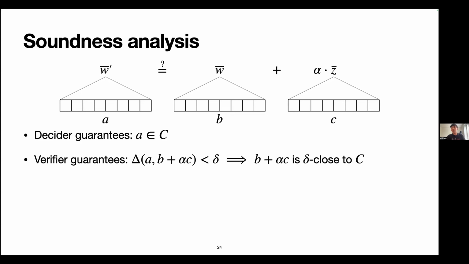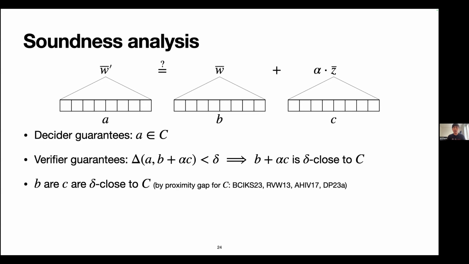Okay. And intuitively, since alpha is just a randomly chosen field element, you want to say that if B plus alpha C is delta close with high probability, then B and C must also be delta close to the code. Because otherwise, if one of them were far away, then if you took a random linear combination, presumably the result would also be far away from the code. And you can formally prove this using so-called proximity gaps for codes.